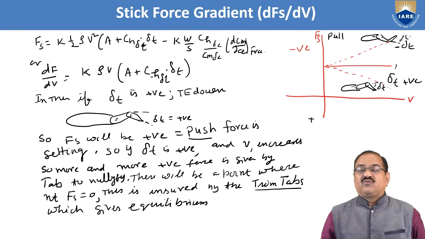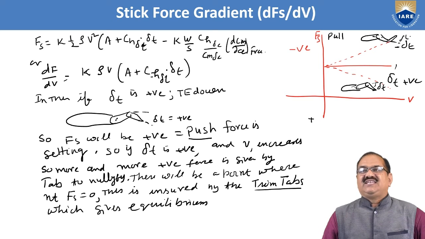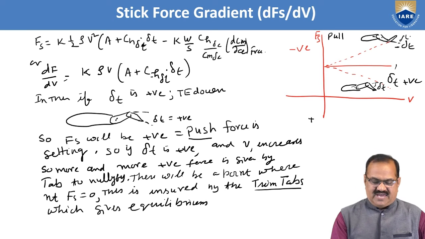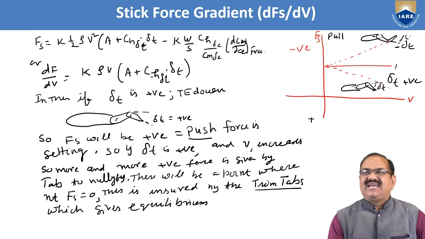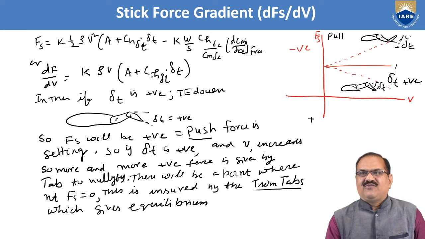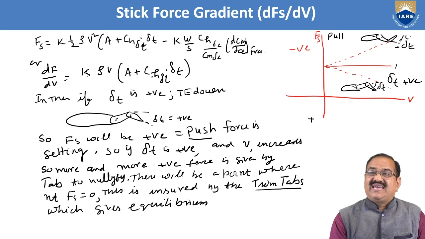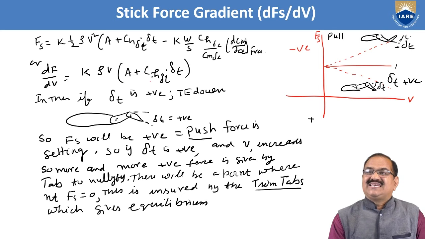So now we have to find out the stick force gradient, dFs by dV. So Fs is equal to K half rho V square, into A plus CH delta T into delta T, minus K W by S into CH delta E by CM delta E, into dCM by dCL free. This we have derived four or five classes before. Now if we differentiate dF by dV, we will get K rho V into A plus CH delta T into delta T.